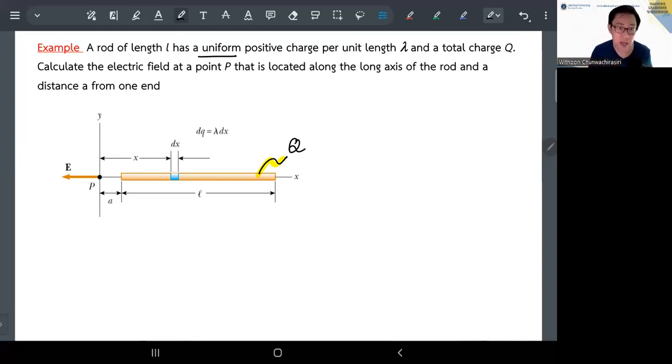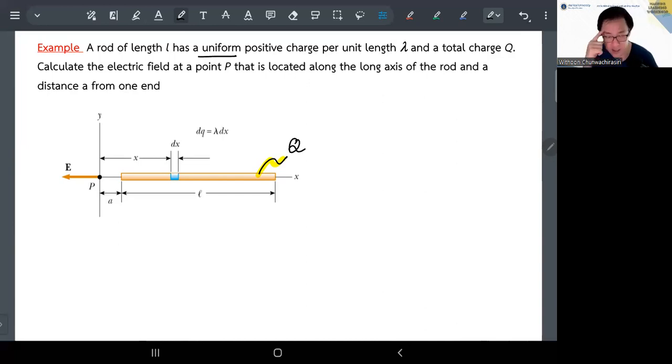All right, keep going. Now calculate the electric field at point P, which is located along the long axis of the rod, which the figure is already portraying. And the distance from the left end of the rod is A. So they want to know what is the field at that point P due to the charge that is distributed uniformly on this rod of length L. You want to give it a shot? Okay. No, probably I have to start this one first.